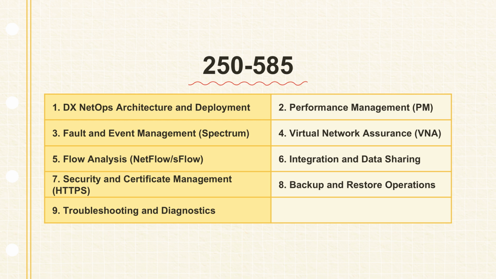So to give you a roadmap, the exam in our discussion really revolves around 9 core areas. These are kind of the building blocks for managing a network effectively. First, there's the basic setup, DX NetOps architecture and deployment. Then how it tracks performance management or PM. What it does when things break, that's fault and event management, often involving Spectrum. Then there's the software-defined side, virtual network assurance, VNA.